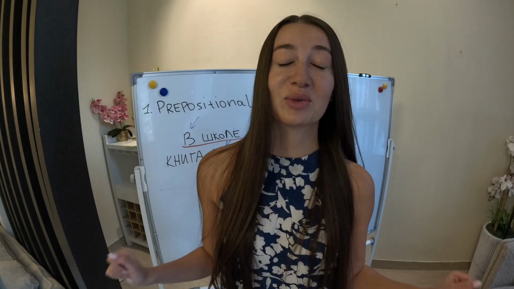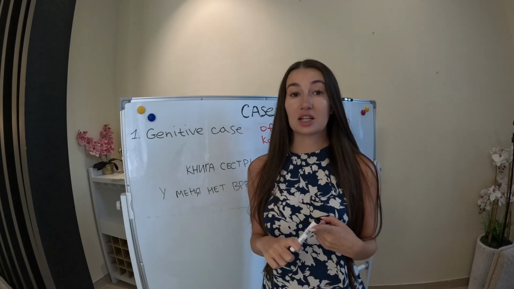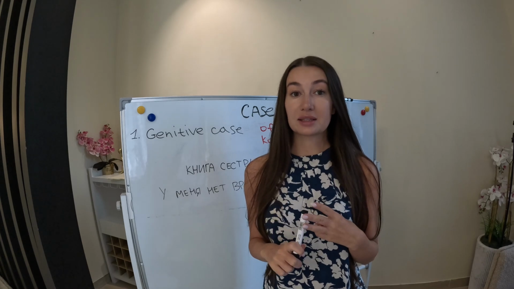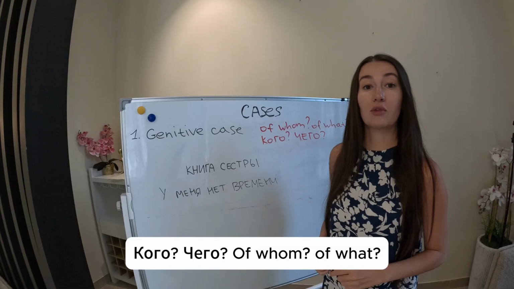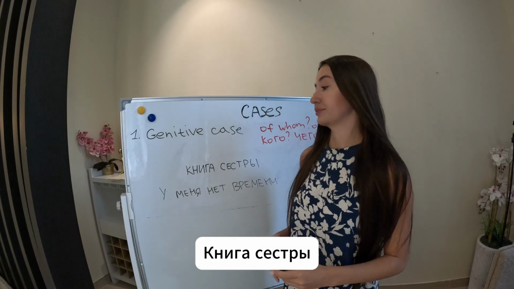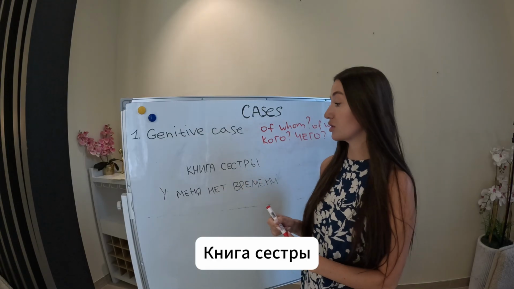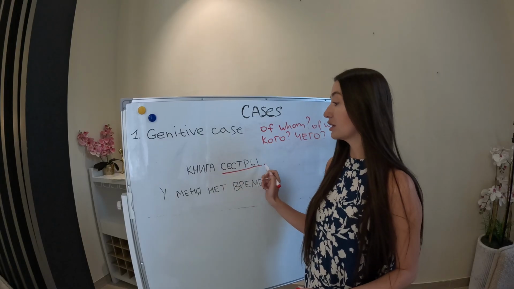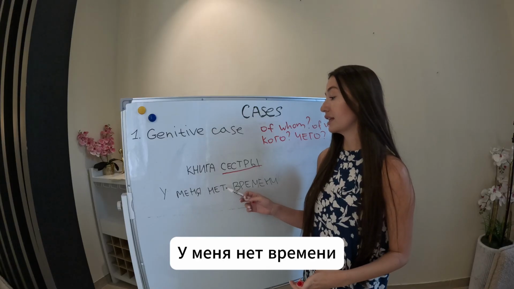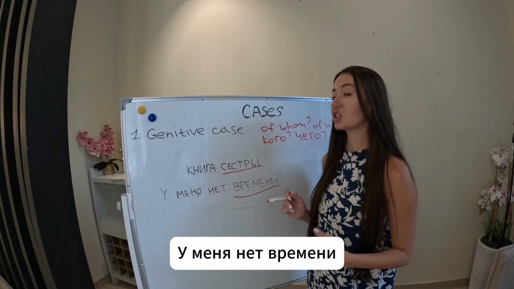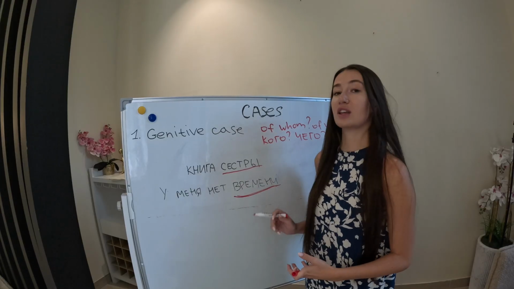And now let's get to the genitive case. Last but not the least, what is the function? Shows possession, quantity, absence. Questions: of whom, of what? Кого, чего? Some examples here. Книга сестры. Book of a sister. Sister's book. So, of sister is genitive case. Shows possession. Next example. У меня нет времени. Времени, genitive case. We don't have time. So, this is in genitive case.